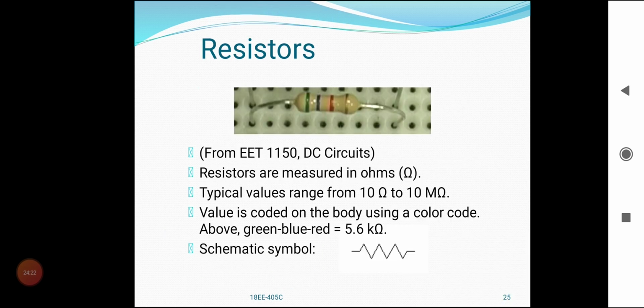Resistors are measured in ohms. Typical values range from 10 ohms to 10 megaohms. The value is coded on the body using a color code. Above: green, blue, red, 5.6 kilo ohms. Schematic symbol of a resistor.